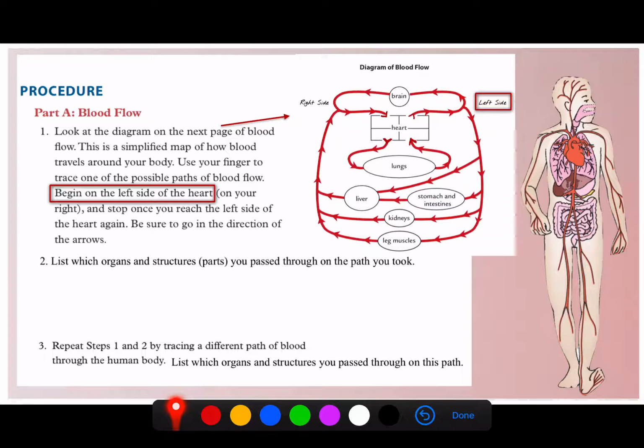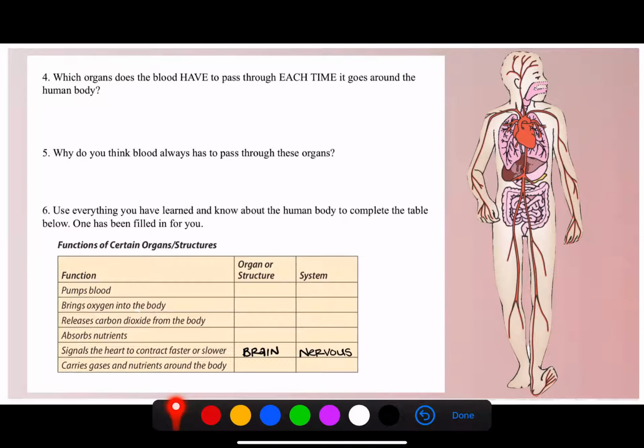So you're going to do that, and you're going to list which organs and structures or parts that you pass through on the path that you took, kind of like I did verbally. Number 3, you're going to do the exact same thing, only you're going to take a different path. You're going to start somewhere else. But again, you're still going to start on this left side. Take a couple minutes, and then notice how this does compare to this. Then you're just going to answer the following questions. Number 4, number 5, number 6.